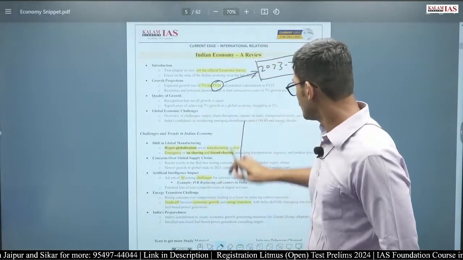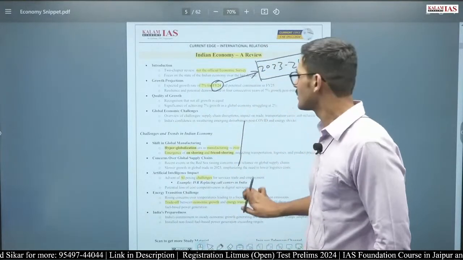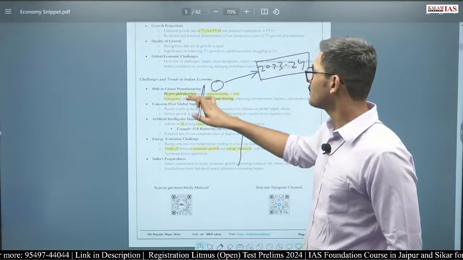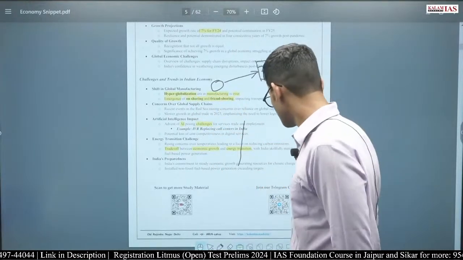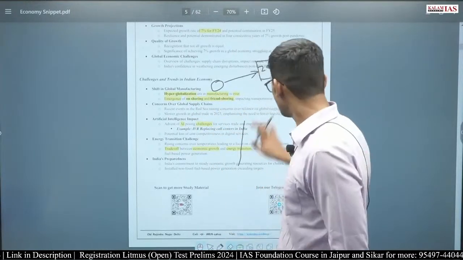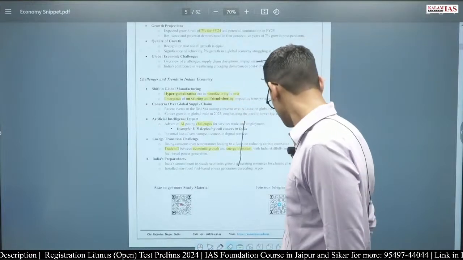Now the terms given in this document are, for example, challenges and trends in Indian economy. So what are the challenges and trends in Indian economy?